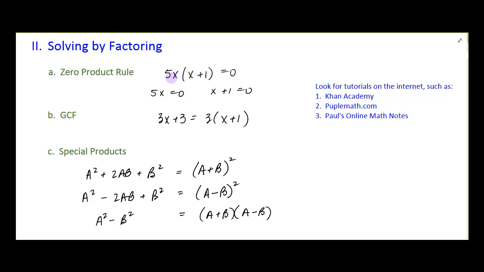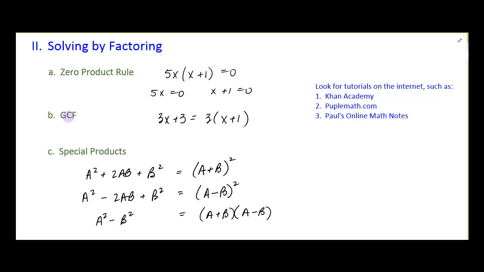Anytime I can take a function or an equation and separate it into the product of its factors set equal to 0, then I can take each of those factors, set them individually equal to 0, and solve. And that's kind of what we do when we factor.